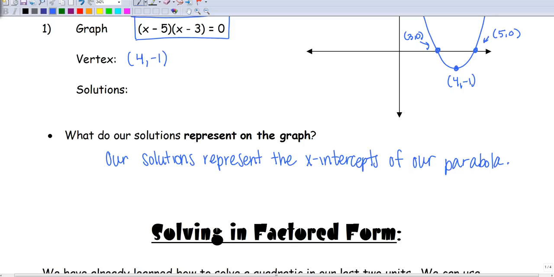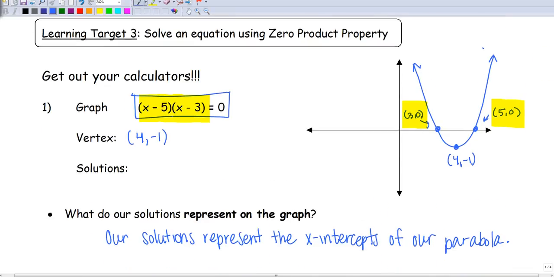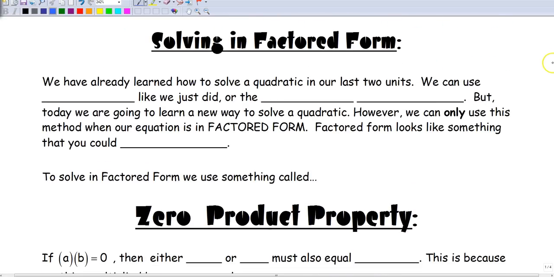Now, you may have noticed that your solutions were similar to our factored form here. This is what this is called, factored form. So there's got to be a better way to solve this than by graphing, maybe a faster way. And that's where we have our new method today.